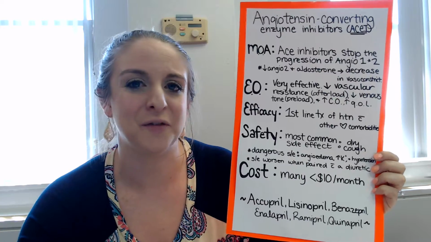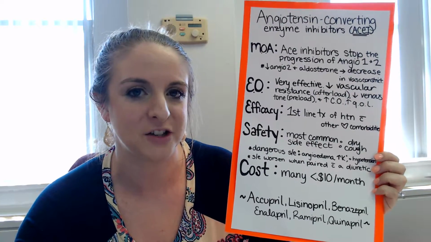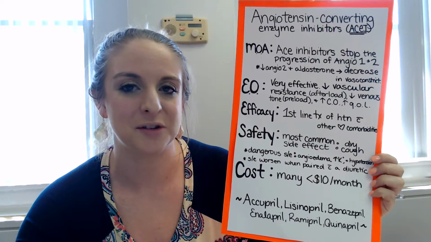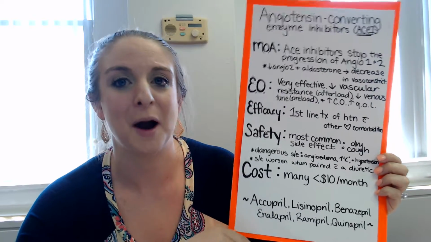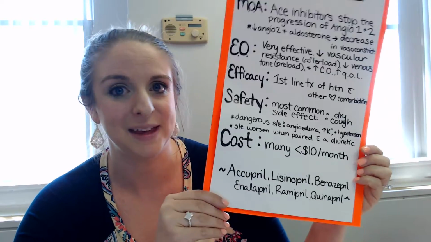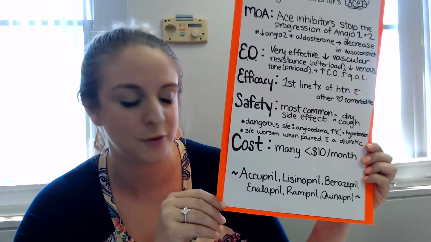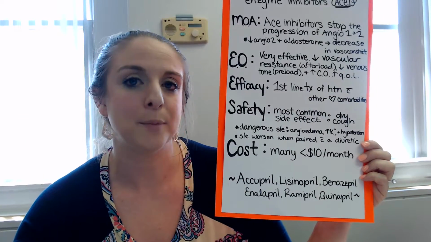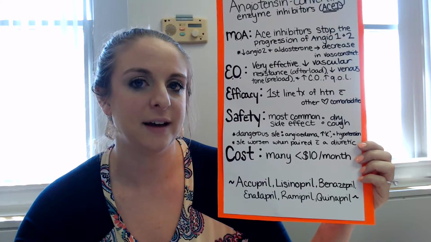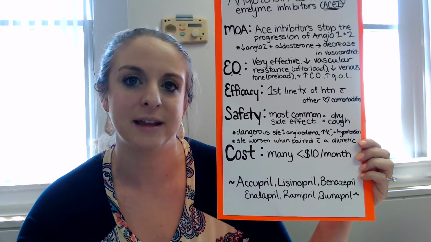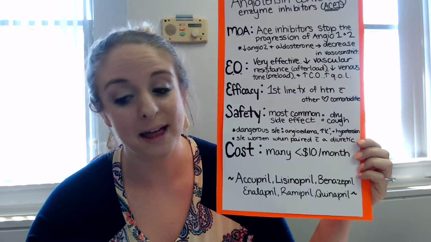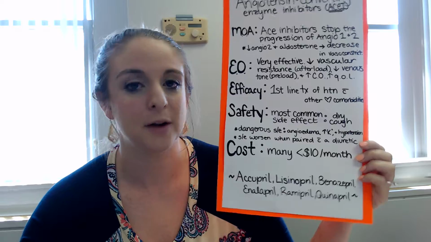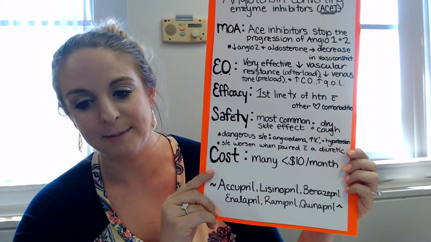The cost, these are very attainable medications for our patients. They run less than $10 a month. And so our patients are more likely to be compliant with these, which is a great resource for them. And then just some examples, you're going to get your Pril with the ACE inhibitor. So your Accupril, Lisinopril, Benazepril, Enalapril, Ramipril, and Quinapril. So those are our ACE inhibitors.